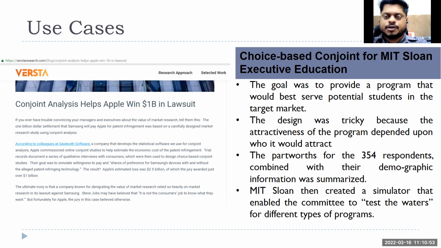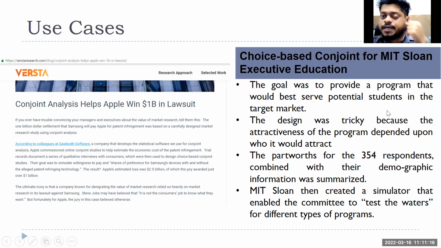Though the jury did not give them 2.5 billion dollars, they gave around 1 billion dollars, around 7,000 or 7,500 crores, that Samsung has to pay to Apple for this patent infringement, right? And Sawtooth software, which was the company, helped them to build that conjoint analysis.